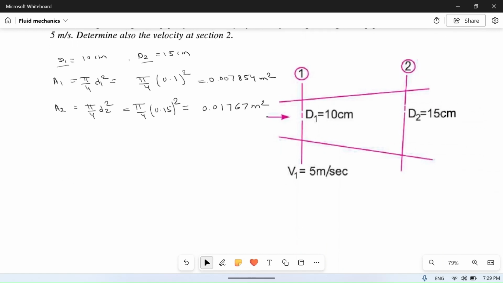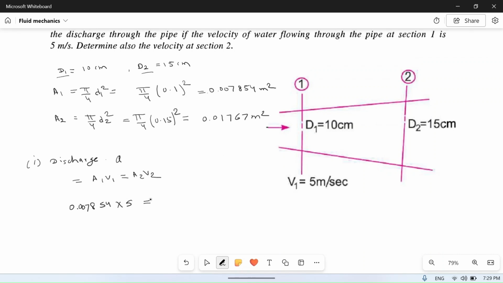So discharge through pipe will be equal to flow rate Q is equal to A1 V1 is equal to A2 V2. So A1 V1, area at point 1 is 0.007854 into V1 is 5 meter per second, so it will become 0.03927 meter cube per second. This will be the discharge through the pipe.